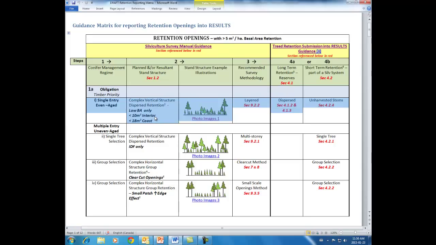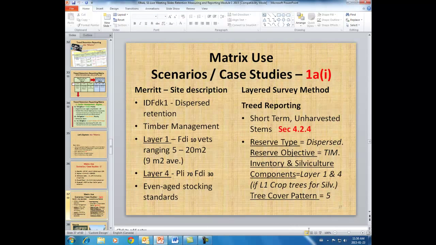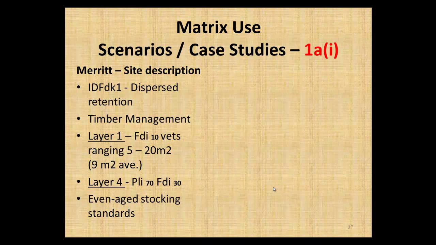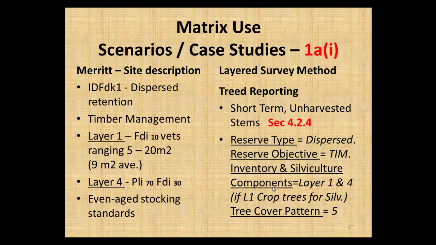Our average basal area is under 10 square meters, so it kind of fits. Looks like some of these, this stand structure, and a layered survey would be the way to go. And here's a couple of options on how to report it. So we'll go back to the PowerPoint presentation and look at how that might be reported. As I mentioned, layered survey methodology, treed reporting. This is how you would report it in the surveys manual.